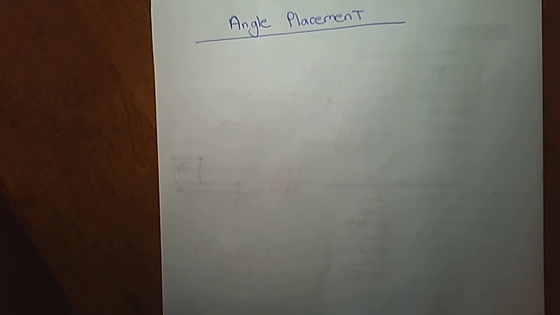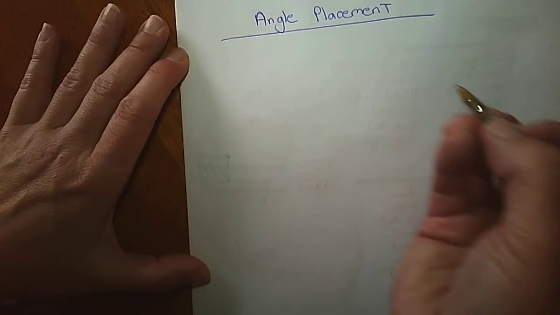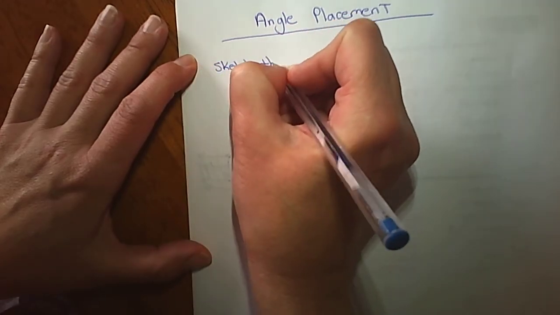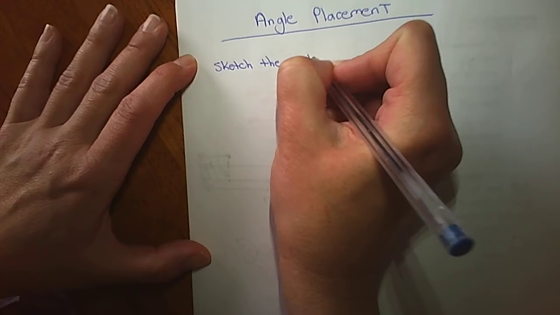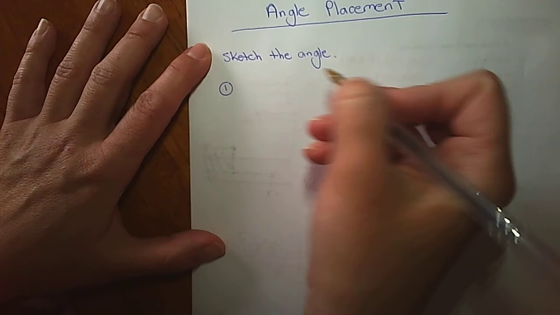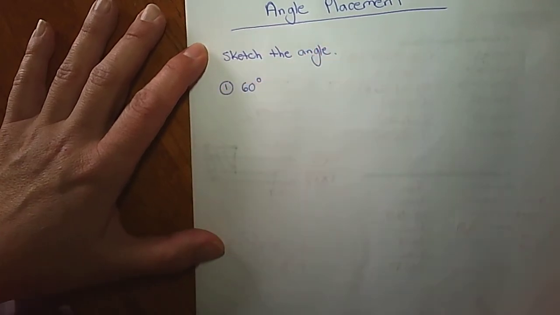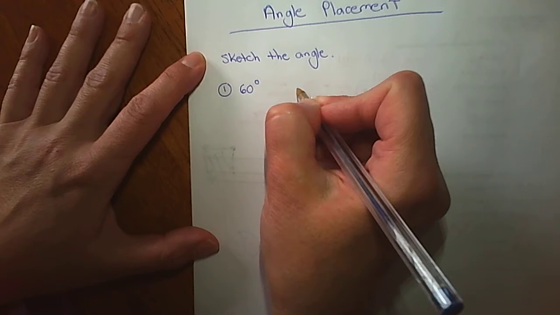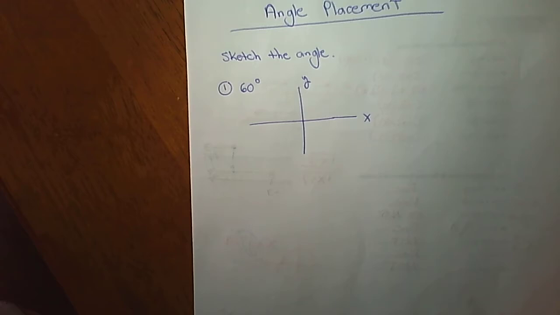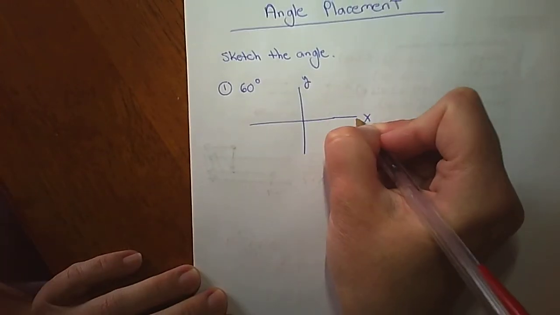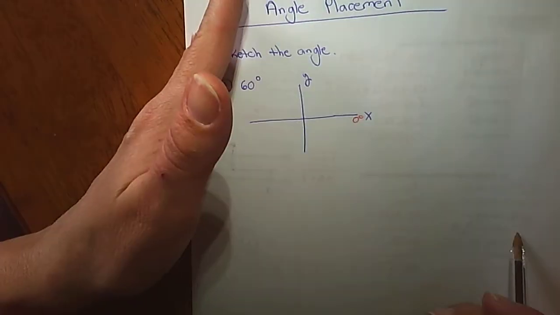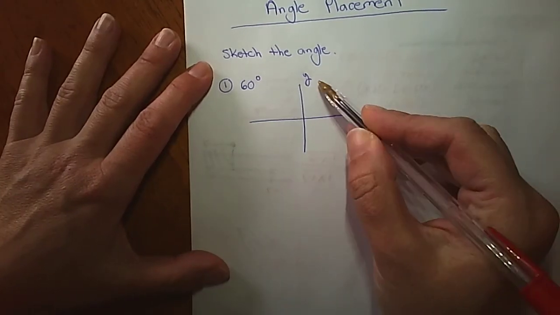So, here we go. What we're going to start off with is I'm going to put sketch the angle. All right, so we'll start with number 1. And I'm going to say, let's sketch 60 degrees. So anytime I say sketch the angle, what I want you guys to do is make an X and Y axis. Now, anytime you go to graph an angle, our starting point is right here. That's going to be 0 degrees. And we're always going to turn counterclockwise. So we're always going to turn this way.